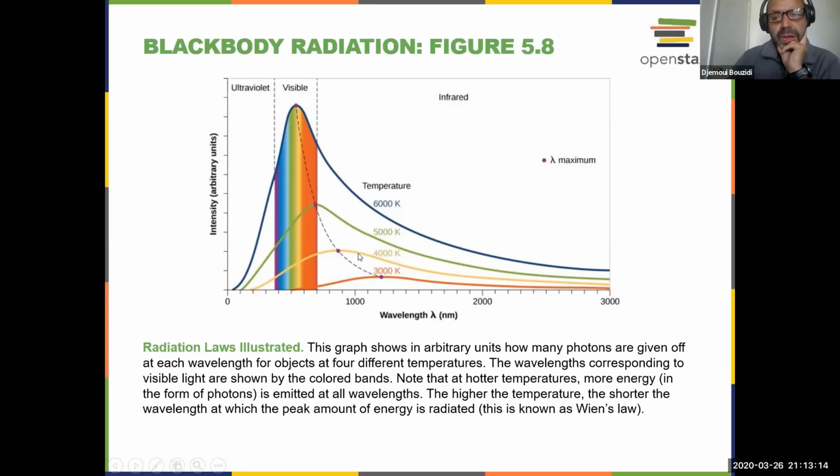Okay. For an object that is even cooler than that, 4,000 Kelvin, which is something like a star that is in the red giant stage, an object like that will emit its radiation mostly in the infrared region. Now, the peak is actually somewhere in the infrared region. It has some visible light, but for the most part, it is shifted toward the red. An object at 3,000 Kelvin would barely have anything that we can see with our eyes. It's probably a brown dwarf or something like that.